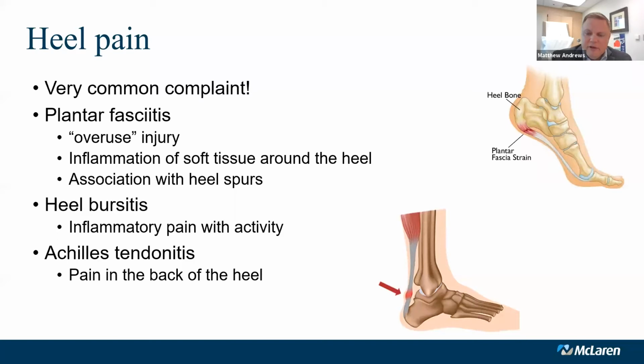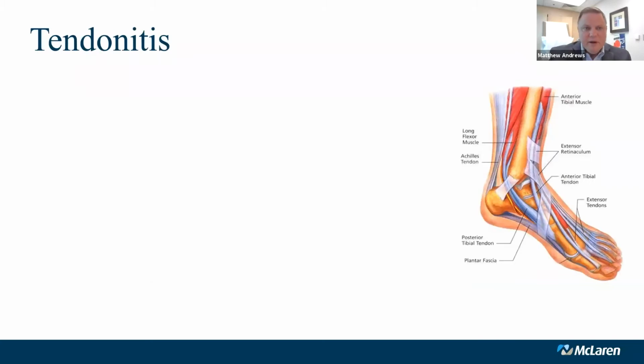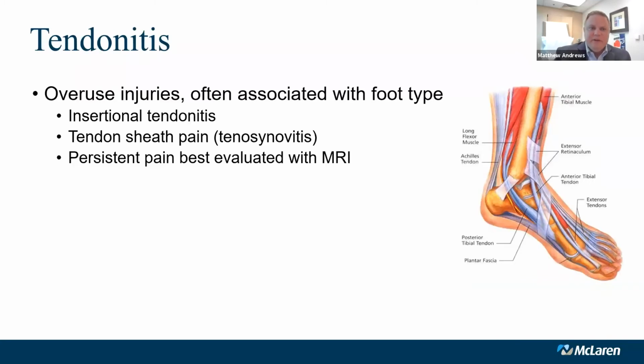Of the three of these, the one that does tend to end up in an operating room is Achilles tendonitis problems. And that's really more so because the tendon itself gets some structural damage to it, and sometimes that needs to be repaired.